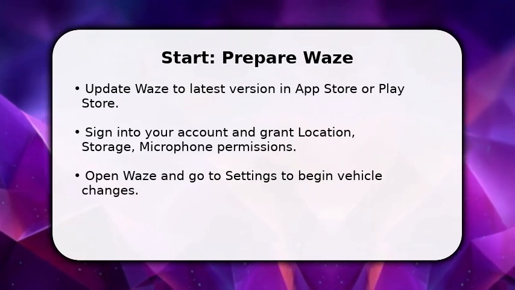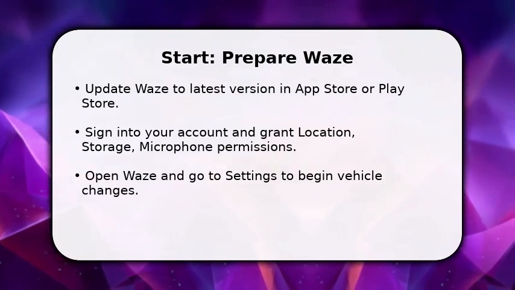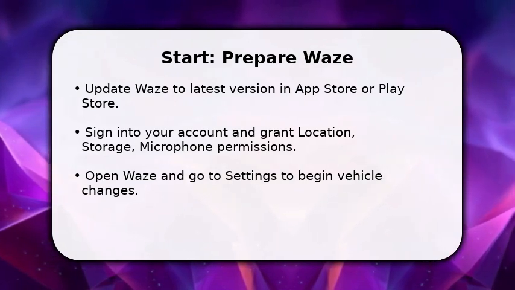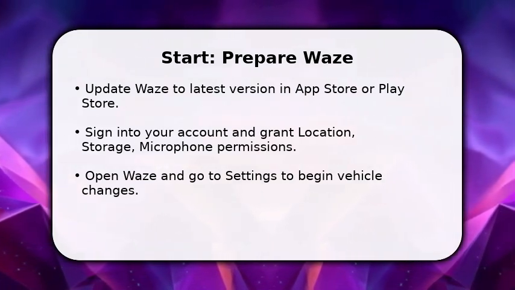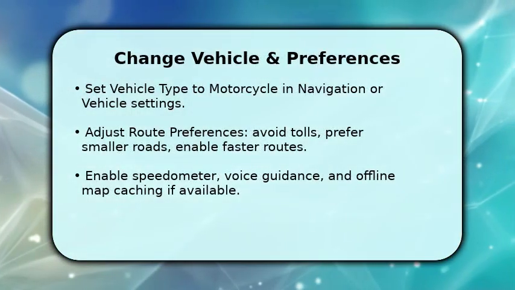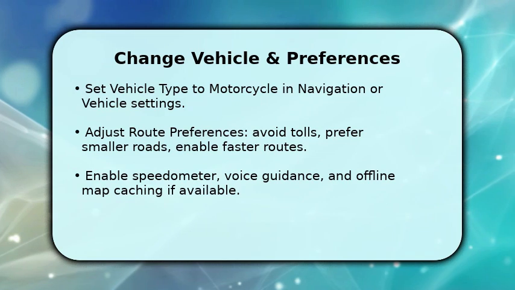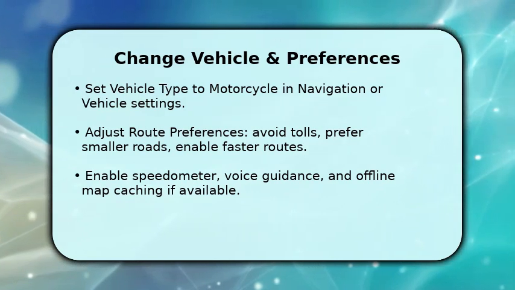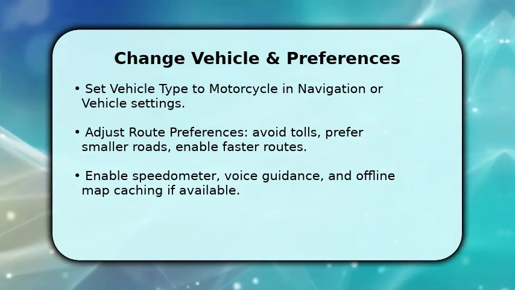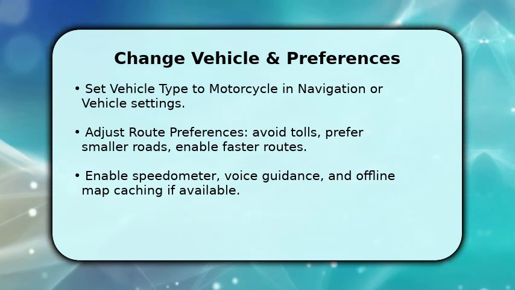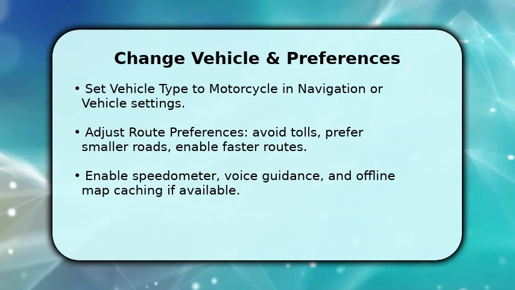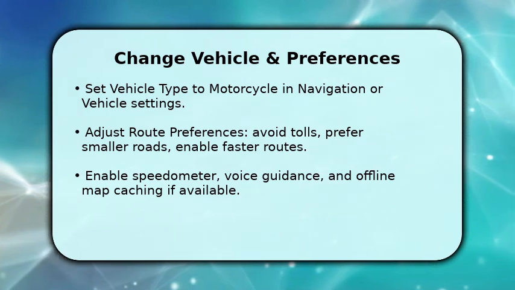Make sure GPS accuracy is high. Poor GPS will ruin motorcycle-specific routing decisions. Now change the vehicle type to motorcycle and tweak preferences so routes favor motorcycle-friendly roads. Once set, adjust route preferences, avoid tolls or prefer smaller streets to match motorcycle handling. This influences the chosen roads.